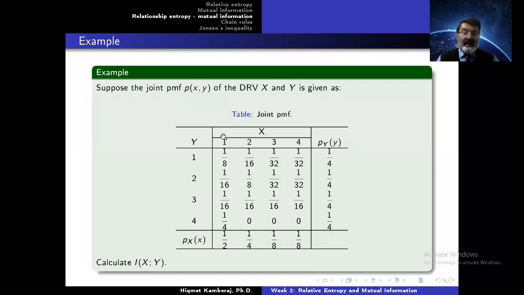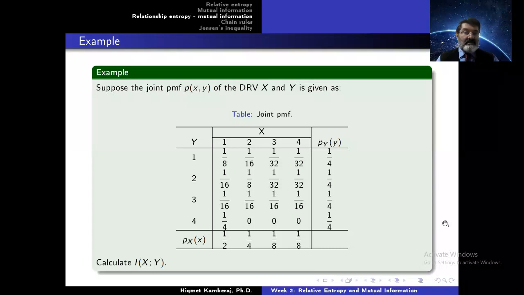Similarly, if I sum along the columns, for example, along the column with x equal to 1, then I get p of x of 1, which is 1 over 2. Along the column with x equal to 2, I get p of x of 2, which is 1 over 4. If I sum along the column with x equal to 3, I get p of x of 3, which is 1 over 8. And if I sum along the column with x equal to 4, I get p of x of 4, which is 1 over 8. This is something that we also did in the last exercise in week number 1. All right.